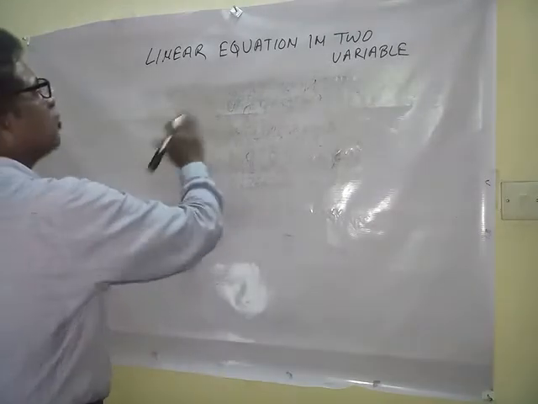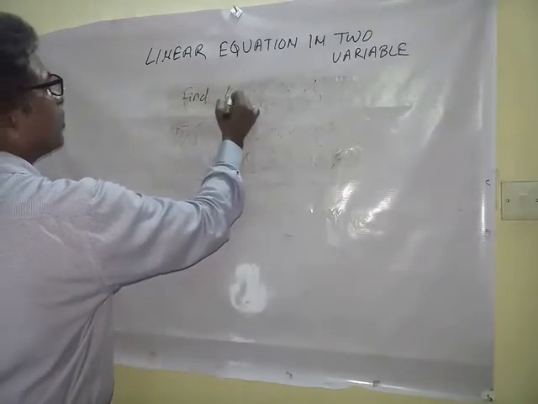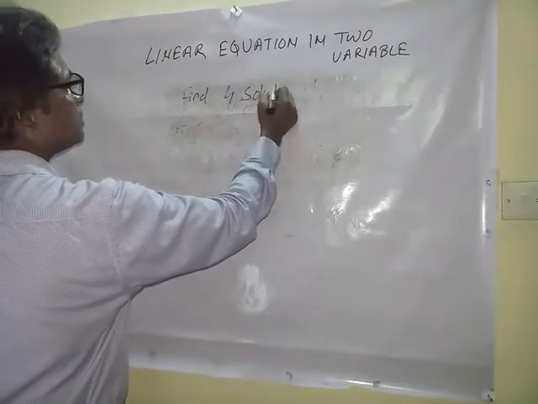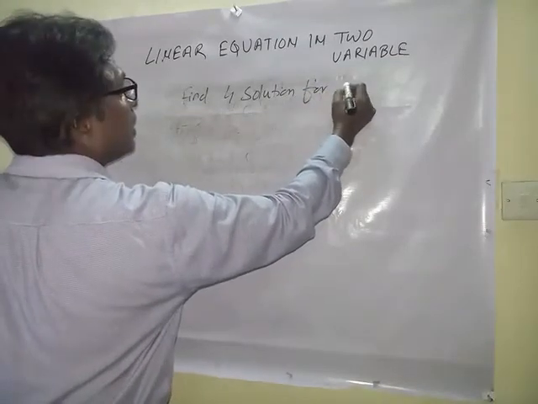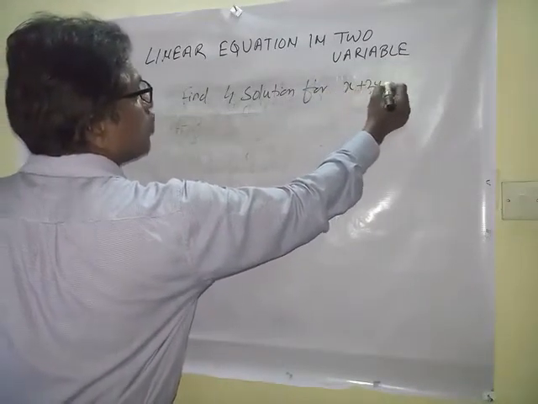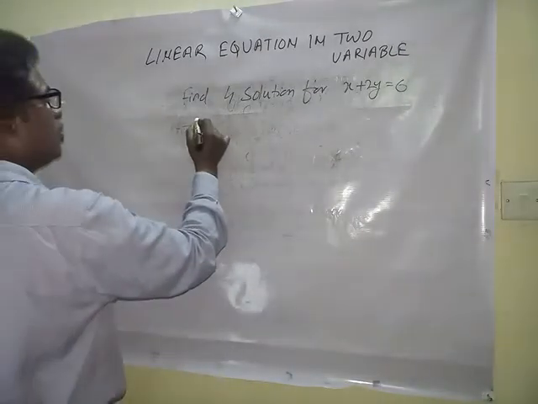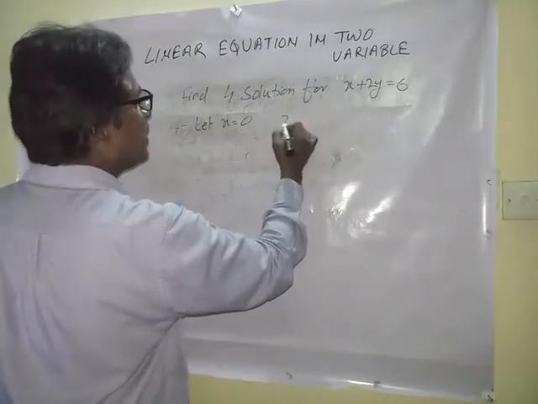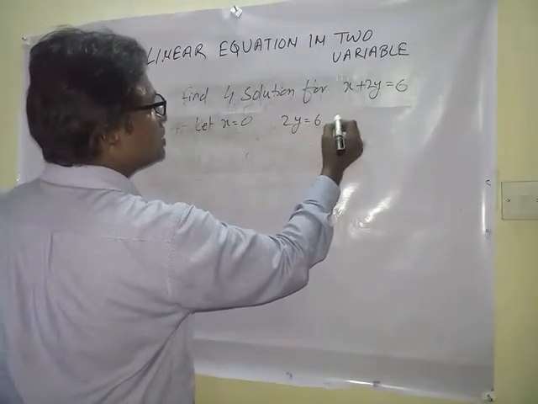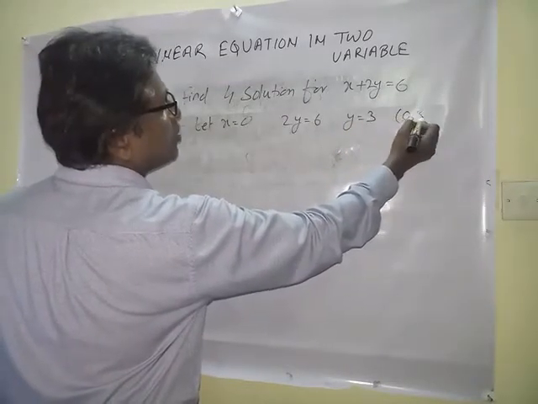Now there might be a question like: find 4 solutions for x plus 2y is equal to 6. What you have to do? Let x is equal to 0 and find out the value of y. Then 2y is equal to 6, so y is equal to 3. Then one solution will be (0, 3).